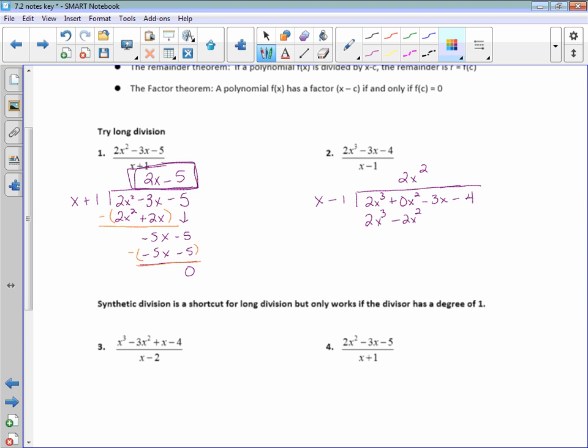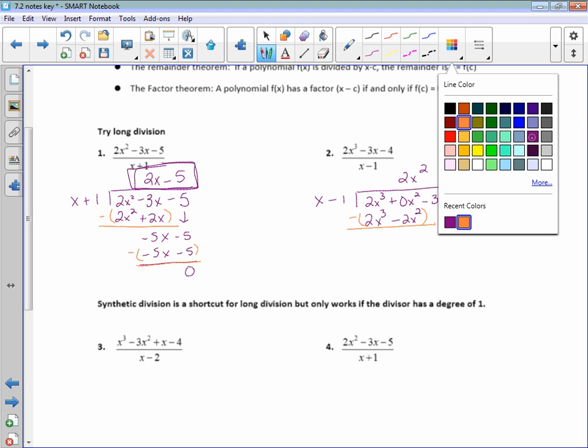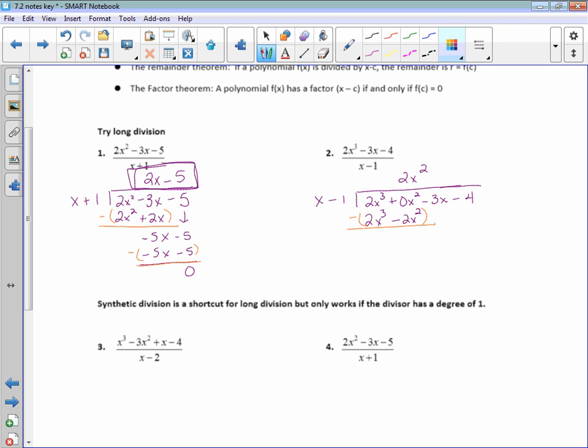Then subtract the whole thing. What do I end up with? 0. 2x squared. Right? 0 minus negative 2x squared is positive 2x squared. Bring down minus 3x. Oh, I forgot. That's for the 0x squared. The 0 matters, because then you're trying to do 3x minus 2x squared, and that does not make sense. Okay.